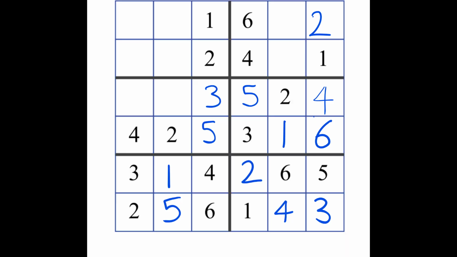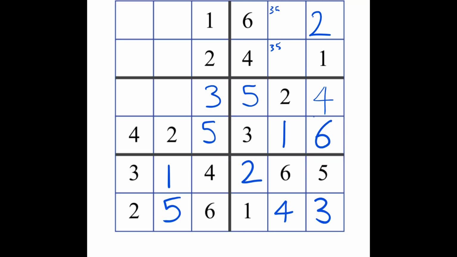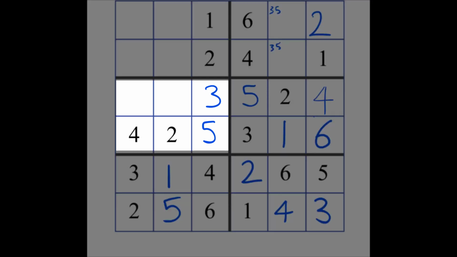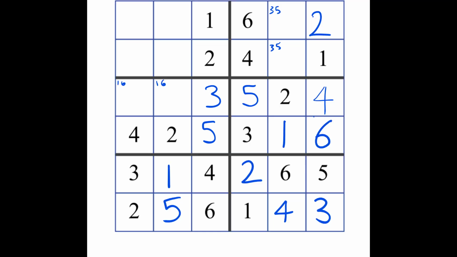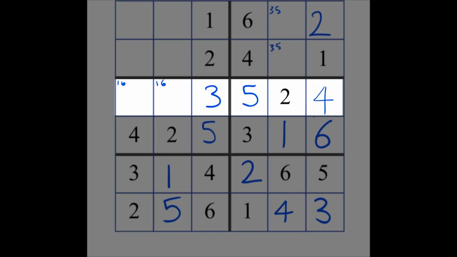Okay, so let's have a look at this grid here. I have the numbers 3 and 5 missing. Now at the moment, I don't have any other clues, so I'm going to write 3 and 5 inside and wait to see if any other clues pop up as I go on. Okay, let's look at this grid here. I have the numbers 1 and 6 missing. Now if I look up and down in this row, there's no 1 or 6. I look across, there's no 1 or 6.